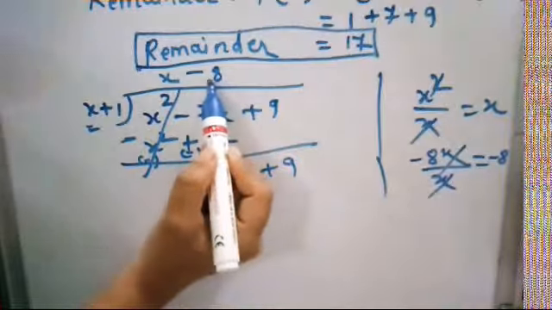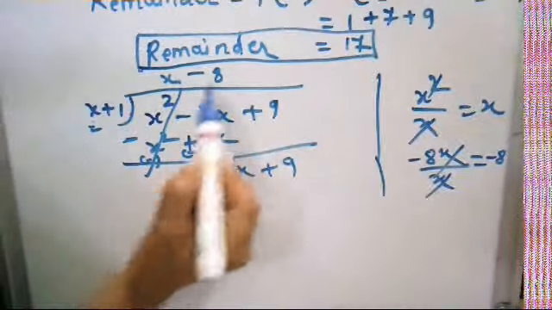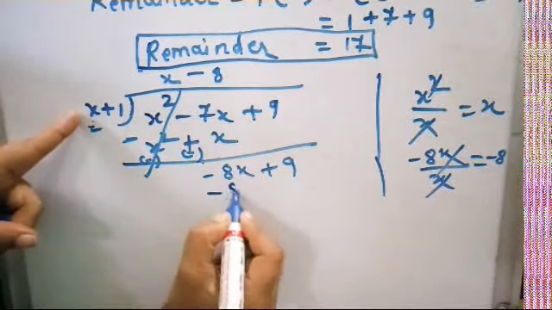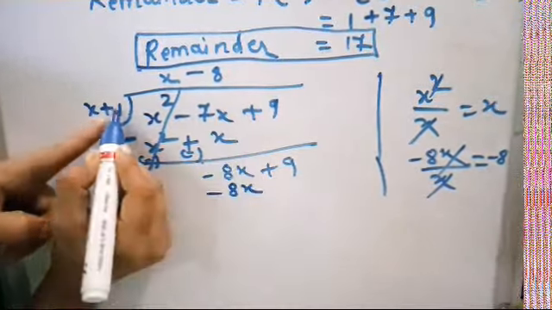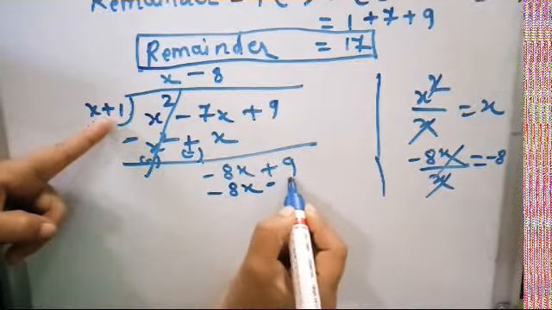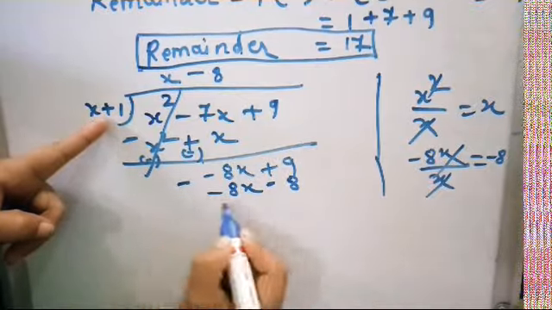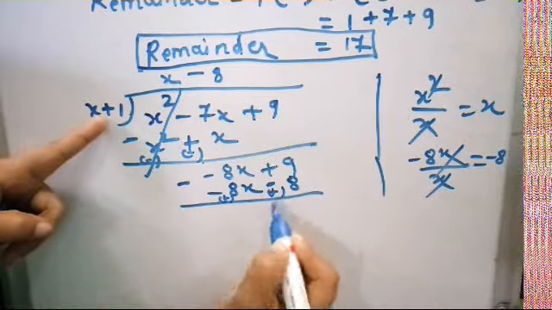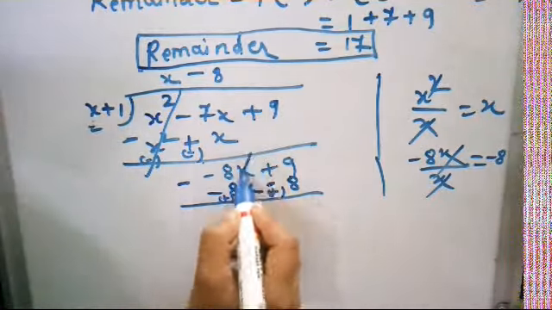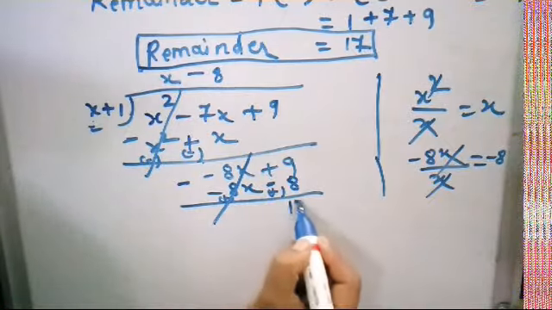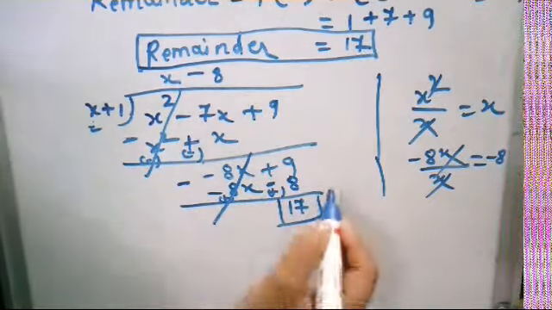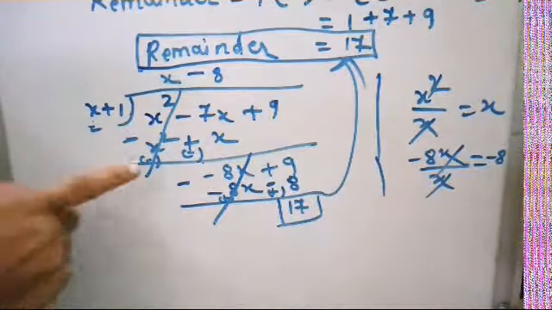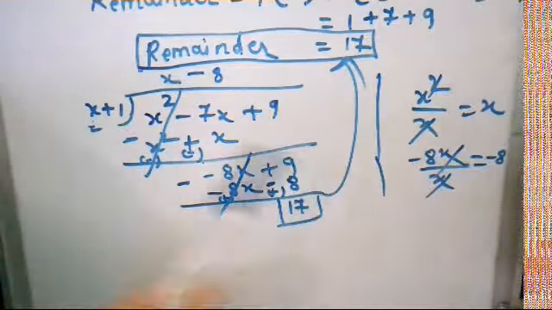Now we will multiply this x plus 1 by this minus 8. So minus 8 multiplied by x, it is minus 8x, minus 8 multiplied by plus 1, it is again minus 8. Now we have to do the subtraction. Signs will change. Here also it will change. Different sign, minus 8x and 8x will get cancelled and it is 17. Now you can see these two things are same here. So we have checked by this division method that the remainder is the same.